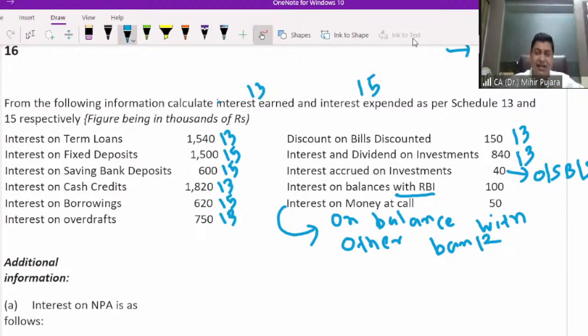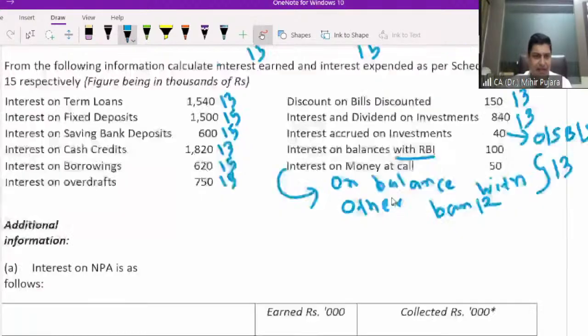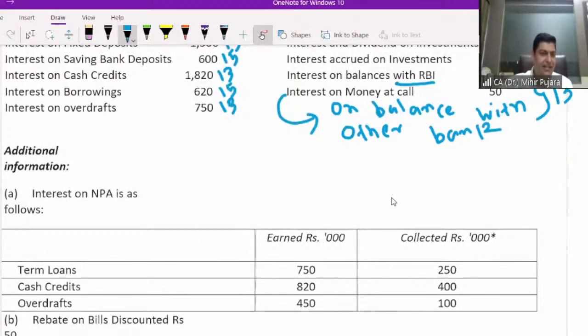And if it is our income, guys, then yes, you are correct. Both should be 13. So guys, schedule number is over. And now the adjustment. See the adjustment.